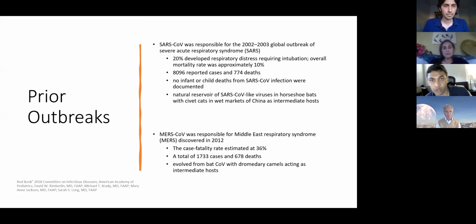Now, coronavirus also affects other animals, and bats in particular have lots of different types of coronavirus. When coronavirus goes from a bat to another animal, that's called an intermediary, and then it can go from that animal to a human. And that's where major outbreaks come from.